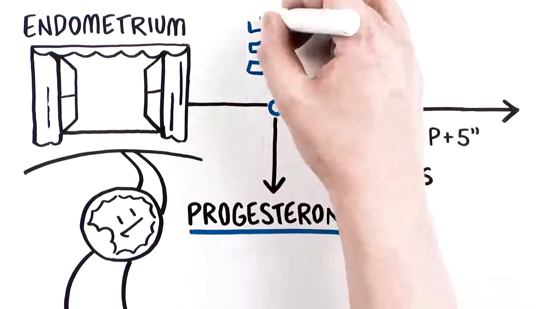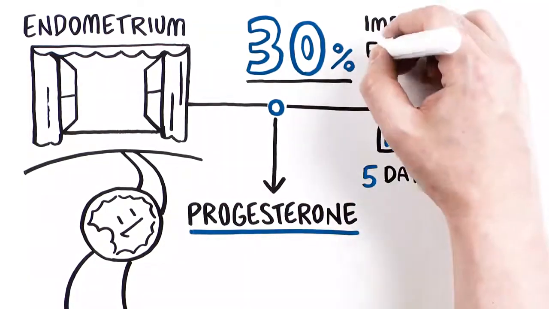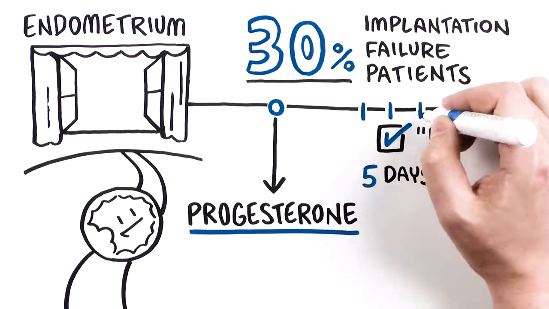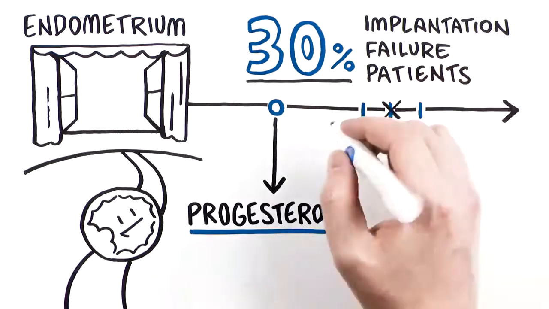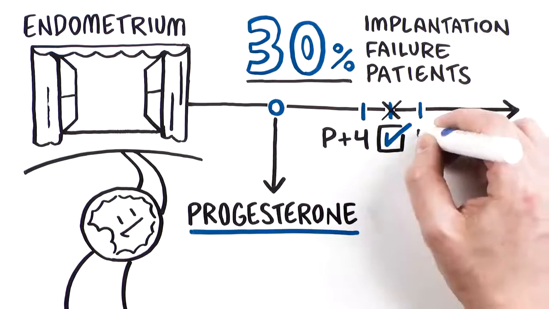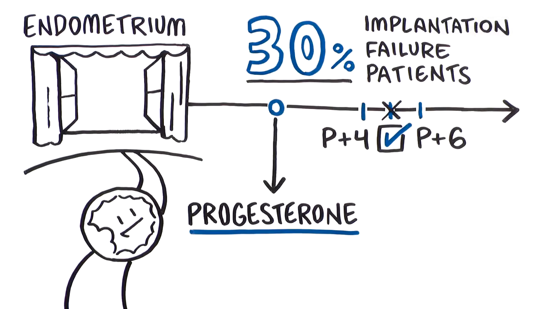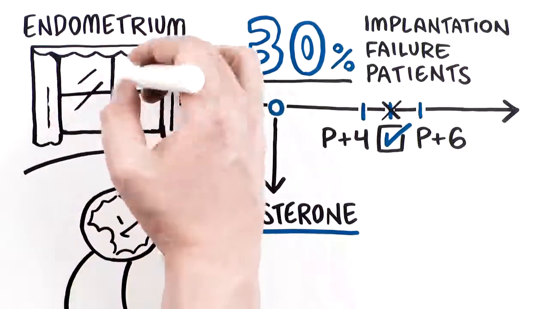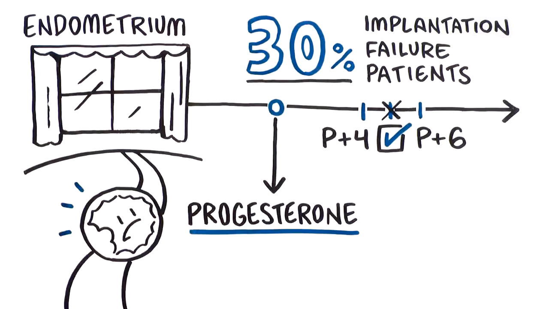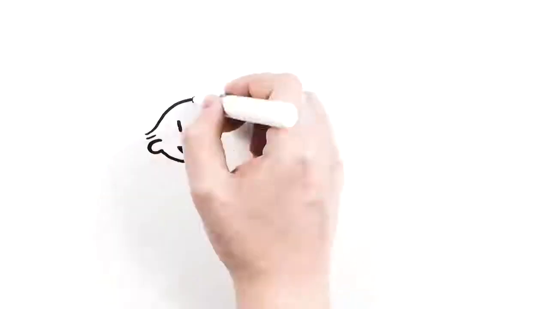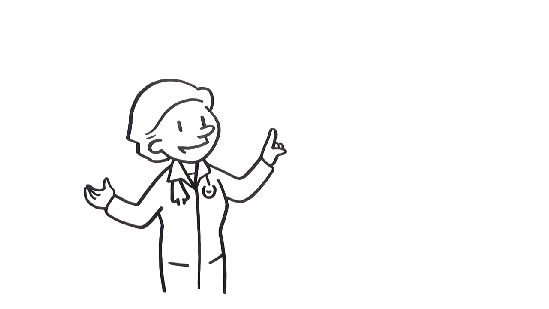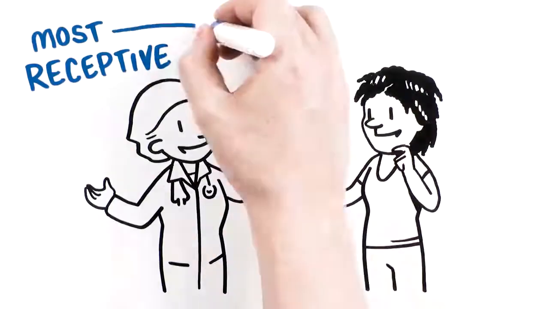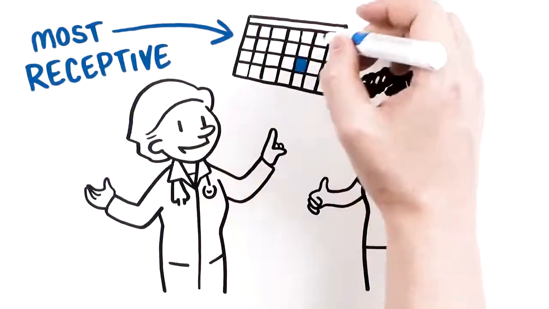In approximately 30% of recurrent implantation failure patients, this window opens slightly earlier or later than P+5, for example on P+4 or P+6. This may explain why some patients experience implantation failure despite having good quality embryos. By knowing when the patient's endometrium is most receptive, you are able to schedule an embryo transfer to match your patient's receptivity status.